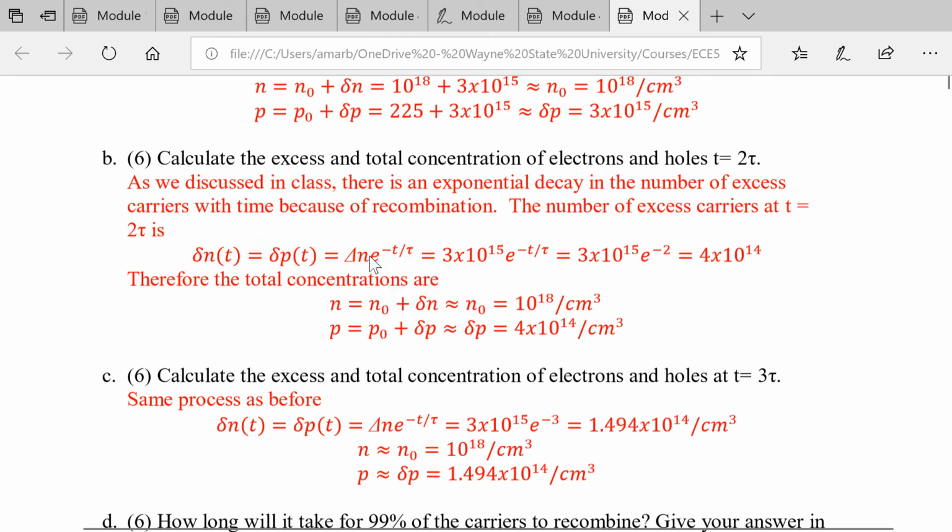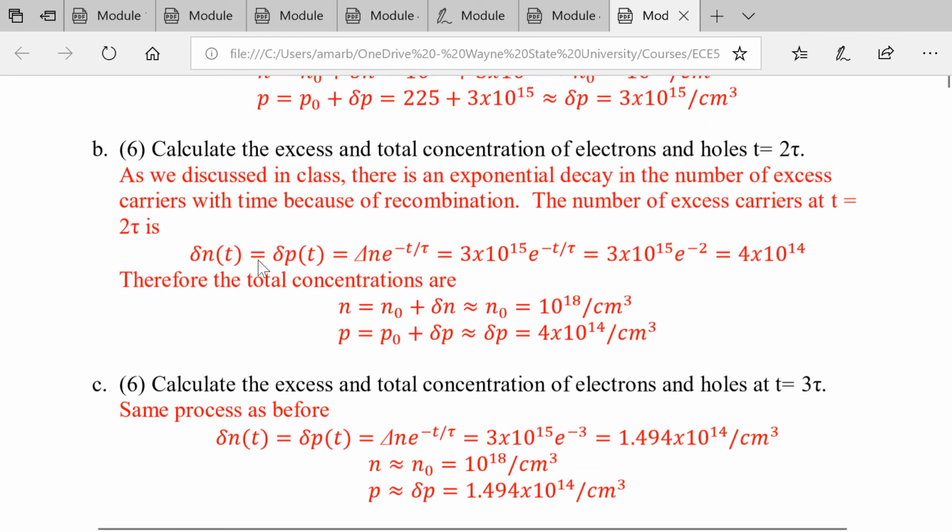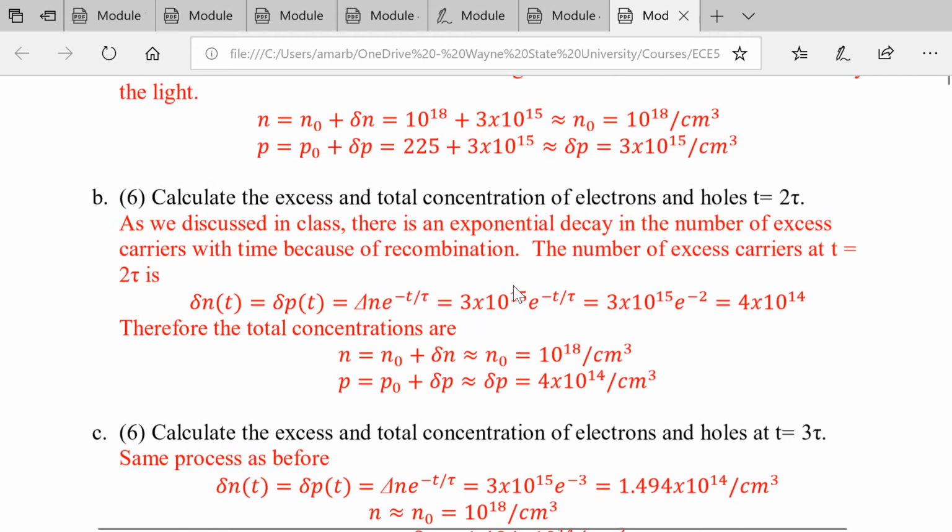So that's why it's described by this equation here. You can look at the slide on it that's in the notes, but I'm just trying to be expedient with time here. So this is saying that the excess carrier concentration is going to be this exponential function of time. It's a decay function, negative t over tau. The tau describes the rate. And delta n is the initial amount. The initial amount of excess carriers, delta n, delta p, is 3 times 10 to the 15th, multiplied by e to the negative t divided by tau.